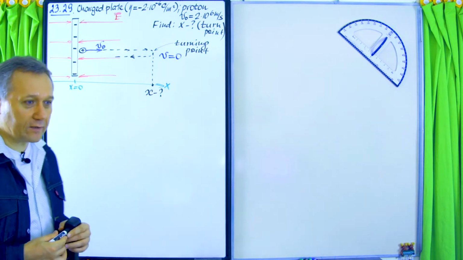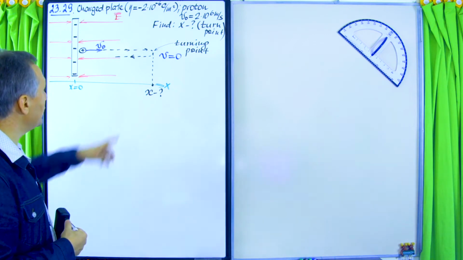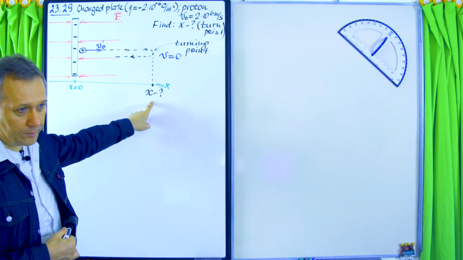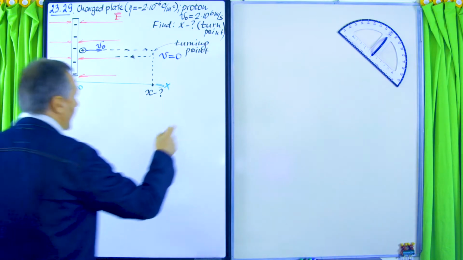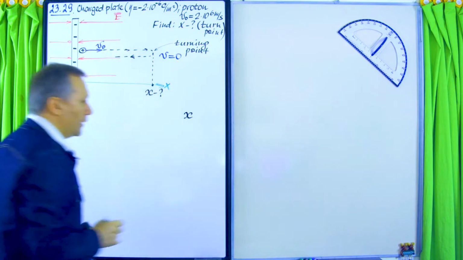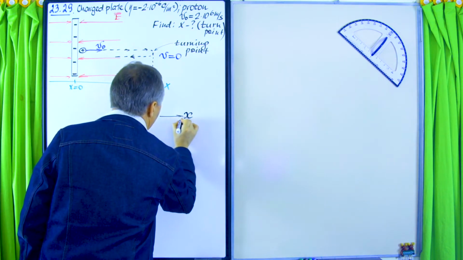Usually I start from the end. What do we need to find at the end? We need to find the position of the proton at the turning point. So the final point will be X. Now, what do we need to know in order to find X?